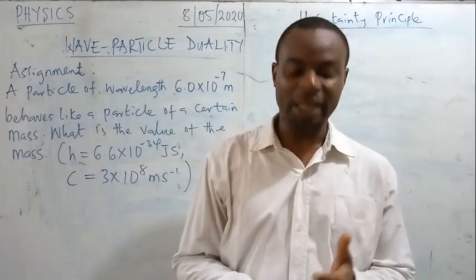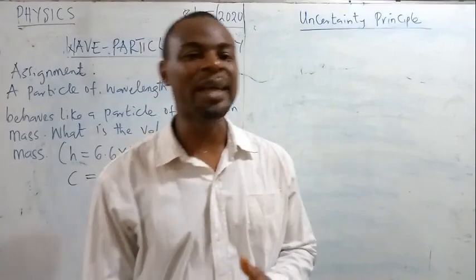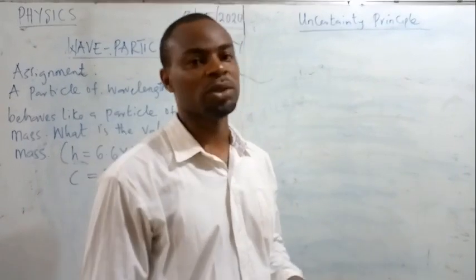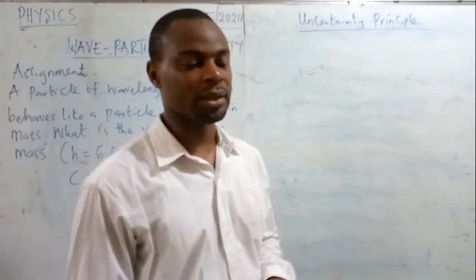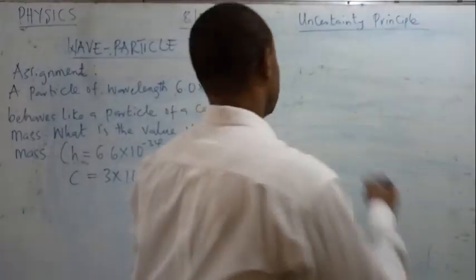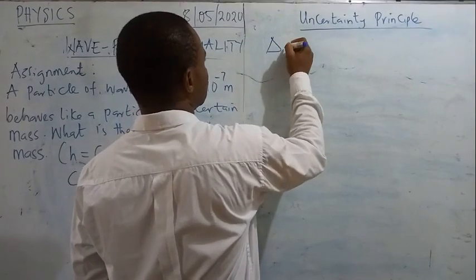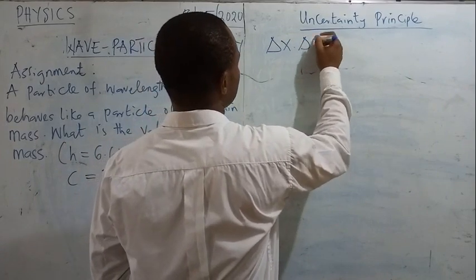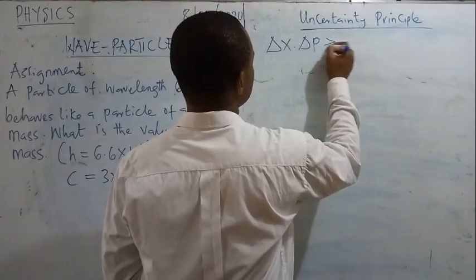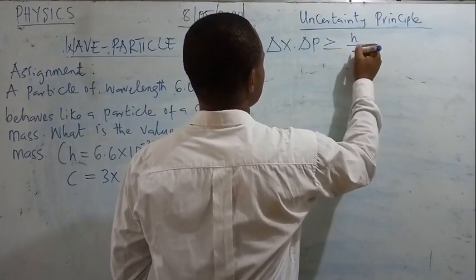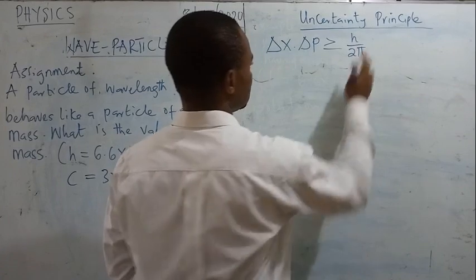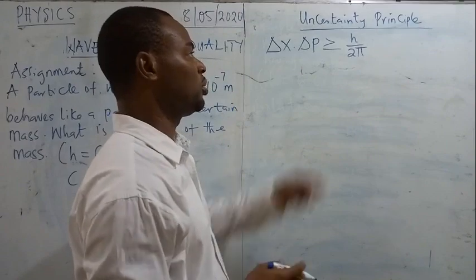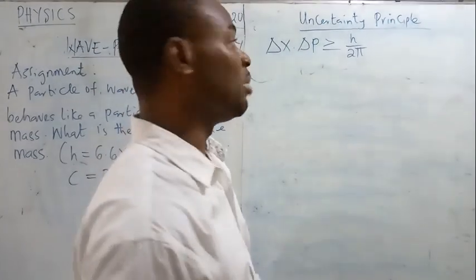The uncertainty in the position multiplied by the uncertainty in the momentum approximately equals the Planck's constant. Mathematically we can write this as delta x multiplied by delta p approximately equals the Planck's constant, where delta x is the uncertainty in the position, and delta p is the uncertainty in the momentum.